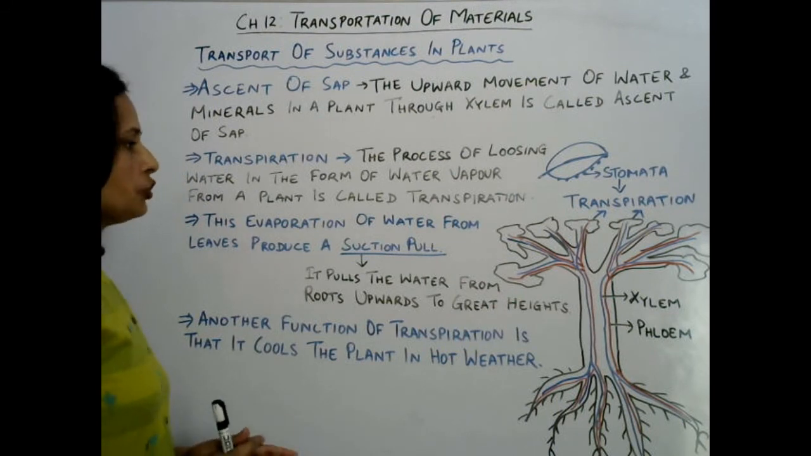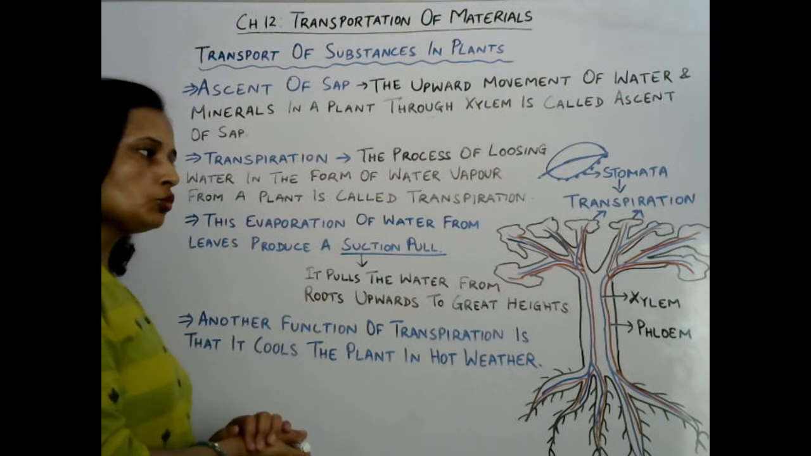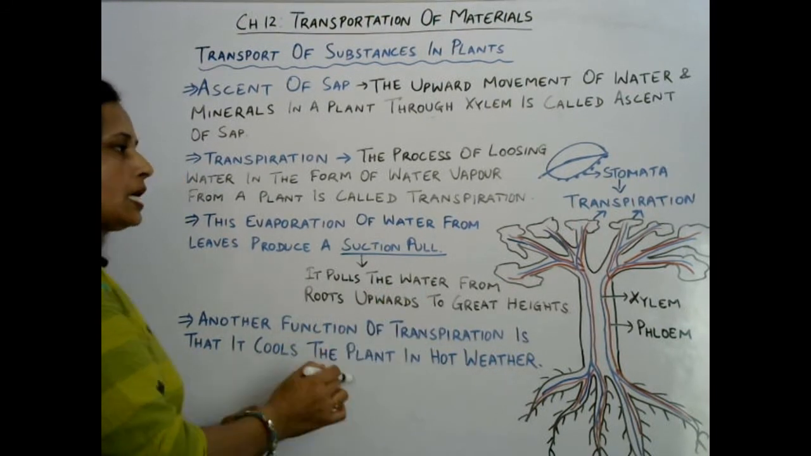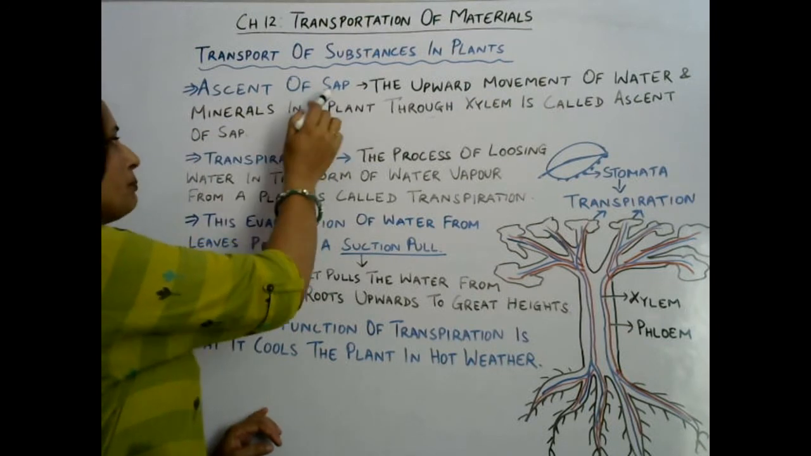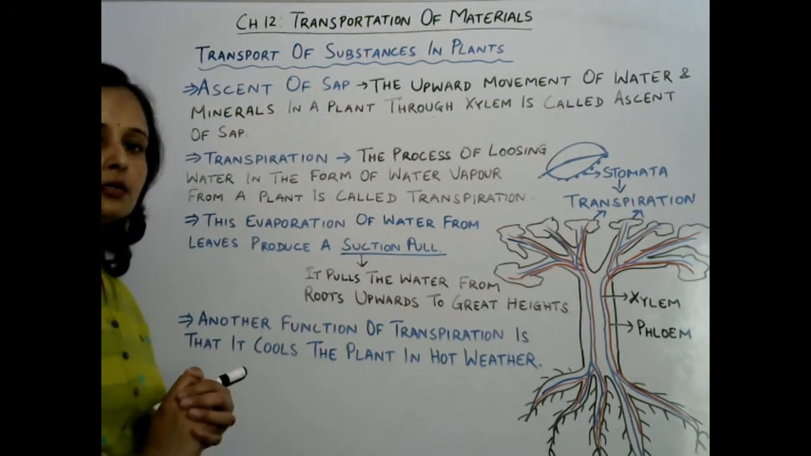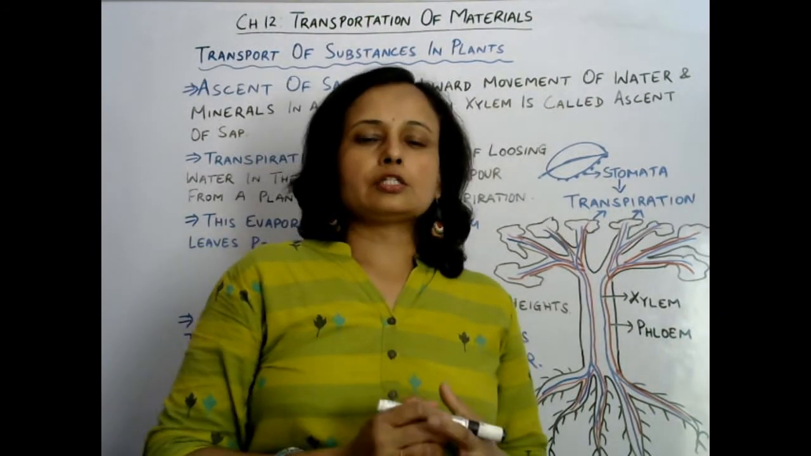Okay, so in this way water and minerals are transported from root to each and every part of the plant, and this movement of sap is called ascent of sap, and there is a great role of transpiration in this process. In the next video we will learn about translocation of food.